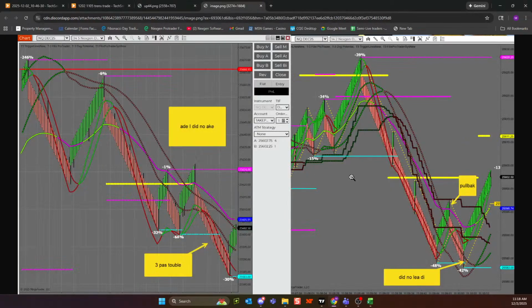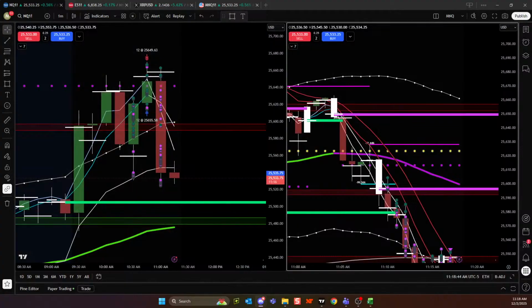Nice job. Andy Man, 3 through trouble. Perfect entry. Didn't take, didn't take, didn't take. It's the perfect trade. Beautiful, Andy. Sometimes annotating's just as good, right? Just cementing the idea that you do know your rules.